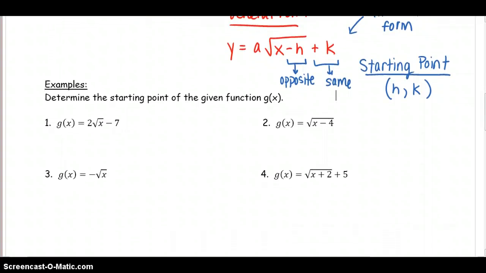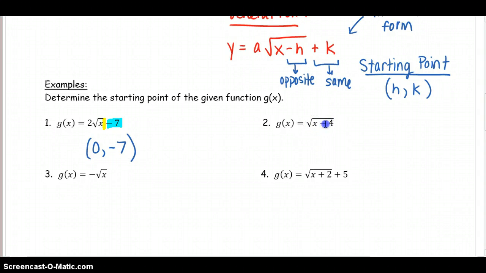Okay, it says determine the starting point of the given function g of x. Well, in order to find the starting point, it's really not too difficult. Right, we've got an x-coordinate here, which is h, or a y-coordinate here, which is k. It's the number you're adding to x, so the number you're adding on the inside, comma, the number you're adding on the outside. So in this problem, I'm adding nothing on the inside, and I'm adding a negative 7 on the outside. So that means my starting point is going to be nothing, which is 0, comma, negative 7. Done. Not too bad, right? For number 2, it's the same idea.